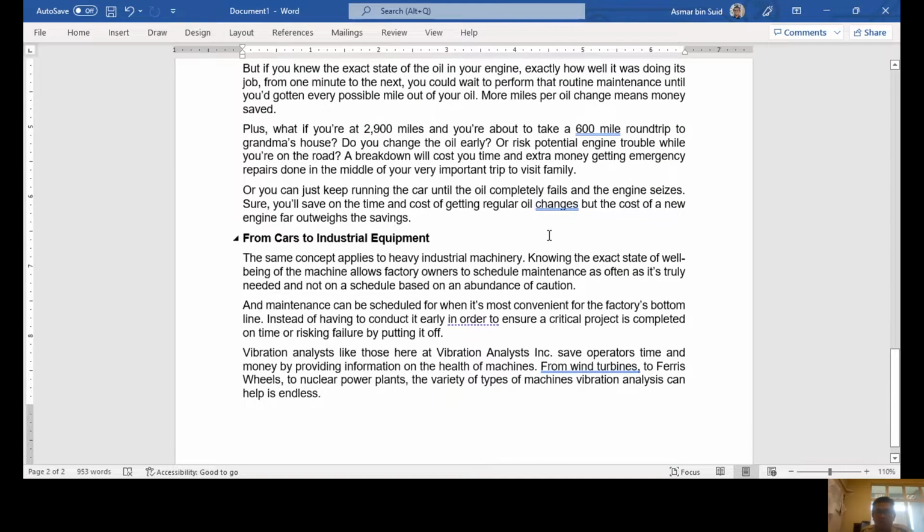The same concept applies to heavy industrial machinery. Knowing the exact state of well-being of the machine allows factory owners to schedule maintenance as often as it's truly needed and not on a schedule based on an abundance of caution. So with the data that you collect from the vibration analysis, you can predict earlier how long this machine needs to be maintained, or how long this component will last before it fails.